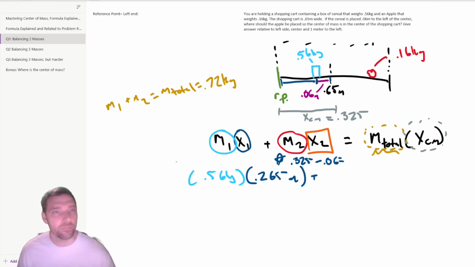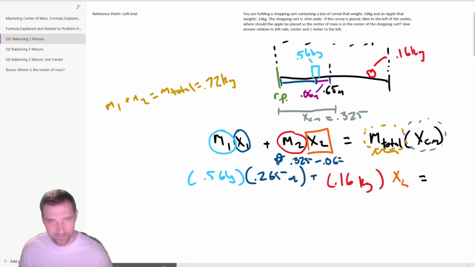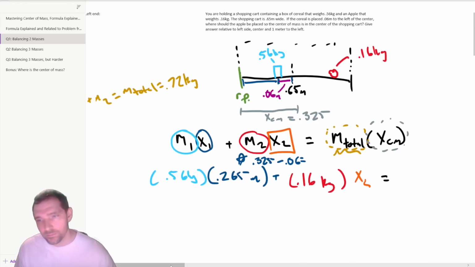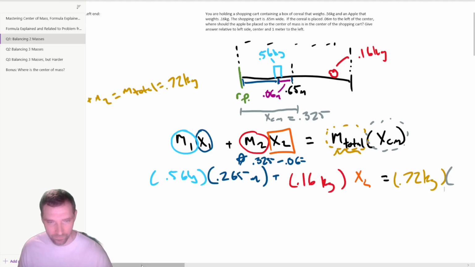Plus some mass here, and that's our mass of the apple. I really like color coding on these problems because there's so many similar things you have to keep track of. X2, which we are solving for, and this will be equal to that total mass, 0.72 kilograms, times the center of mass's displacement.